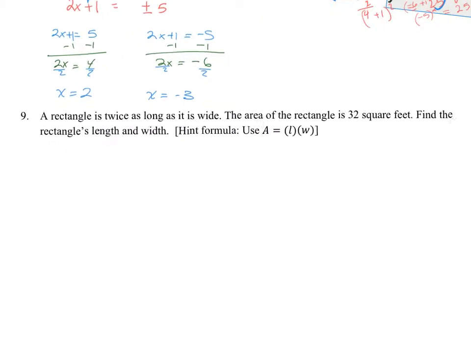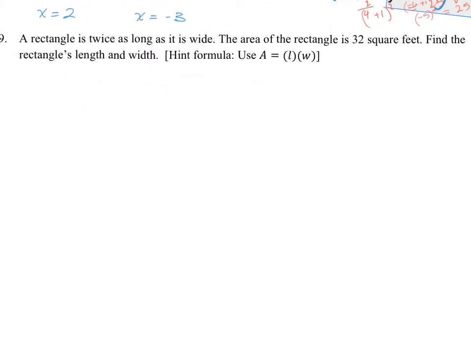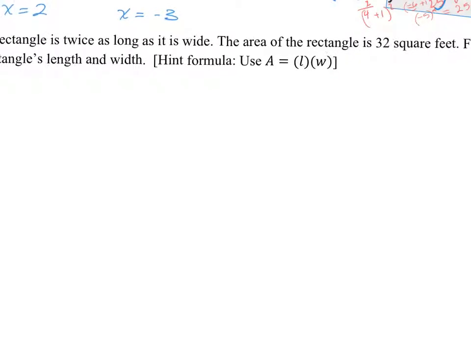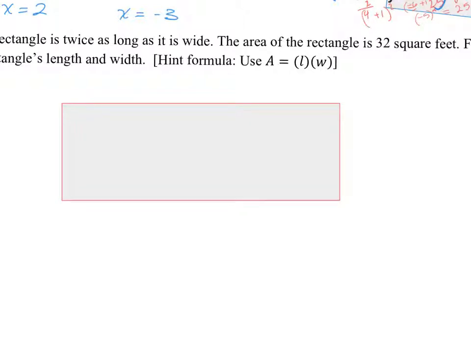There was a question like this on the homework assignment. It was the example. It says a rectangle, so I always draw a rectangle, is twice as long as it is wide. Well, if this is the width and this is the length and it's twice as long as it is wide, that means that the length is really 2W.